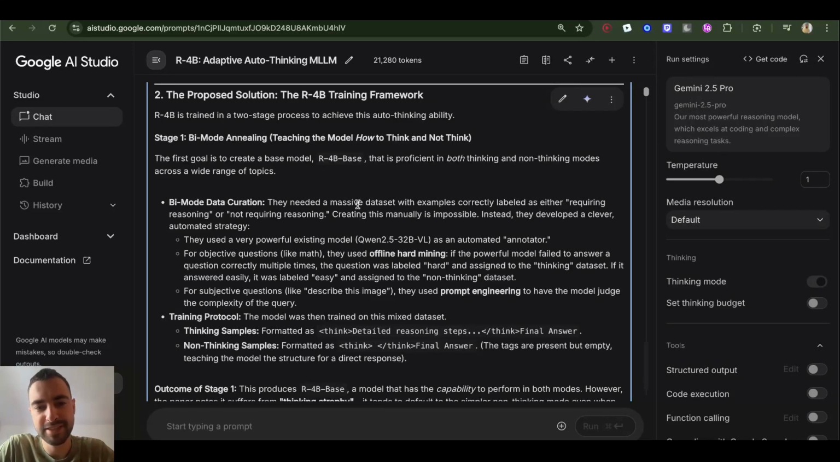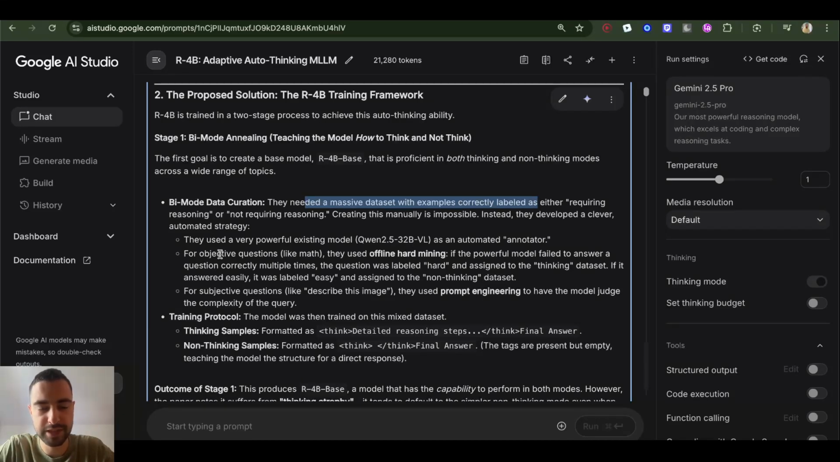They needed a massive dataset with examples correctly labeled as either requiring reasoning or not requiring reasoning. Creating this manually is impossible. Instead, they developed a clever automated strategy. They used a very powerful existing model, Qwen 2.5 32B VL, as an automated annotator.